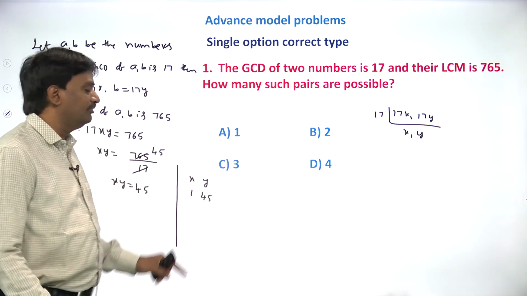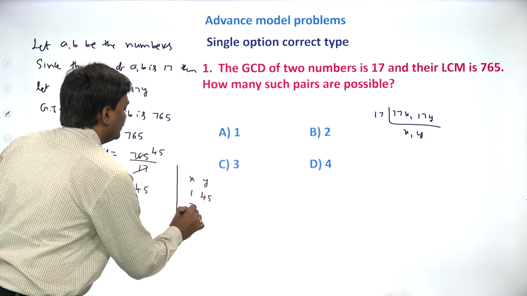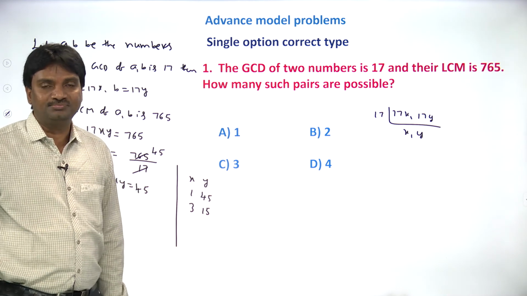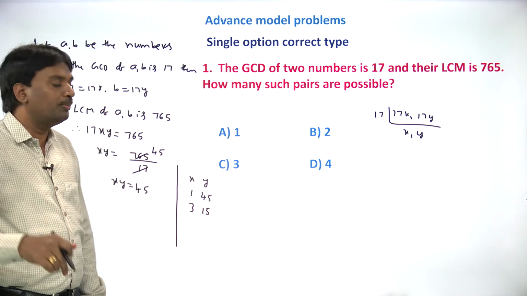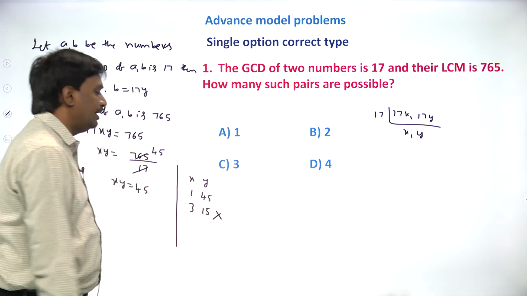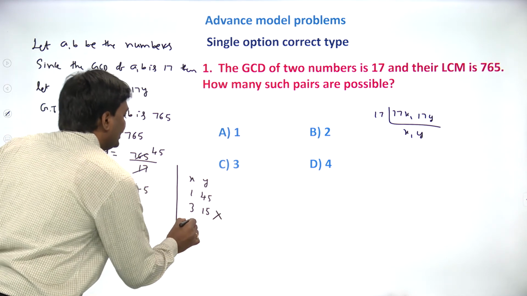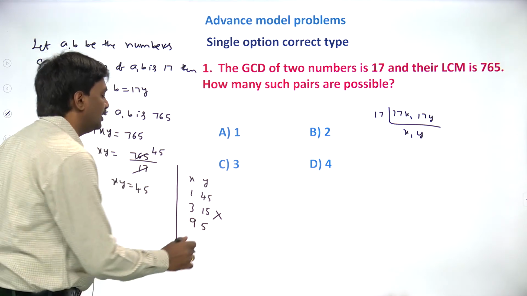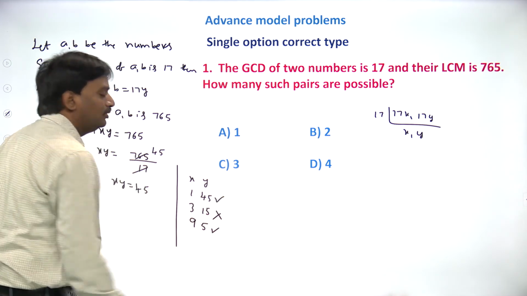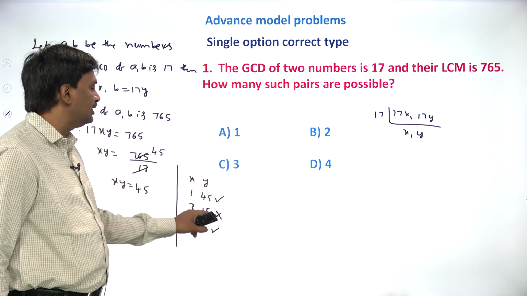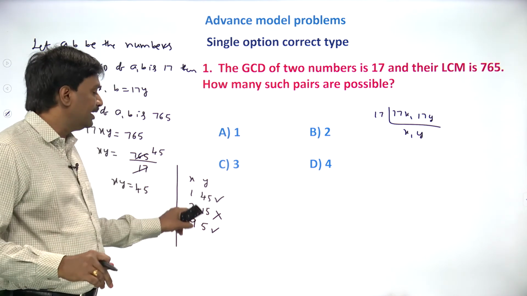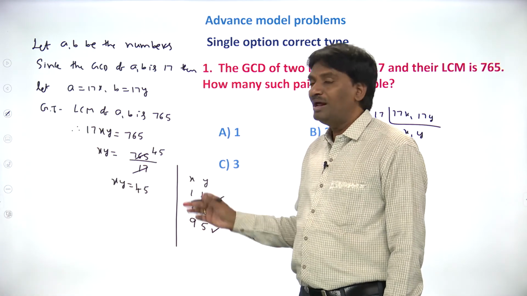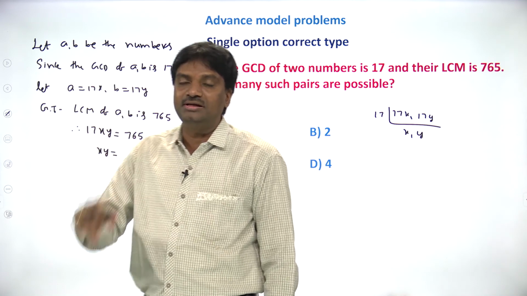But these two are not co-prime integers. We must take the integers as co-prime integers. So, that is why we can eliminate 3 comma 15. If you take 9 comma 5, clearly these are co-prime integers. So, the possible chances are 1 comma 45, 3 comma 15, 9 comma 5, but do not consider 3 comma 15 because these are not co-prime integers. Co-prime integers means we must get the GCD as 1.